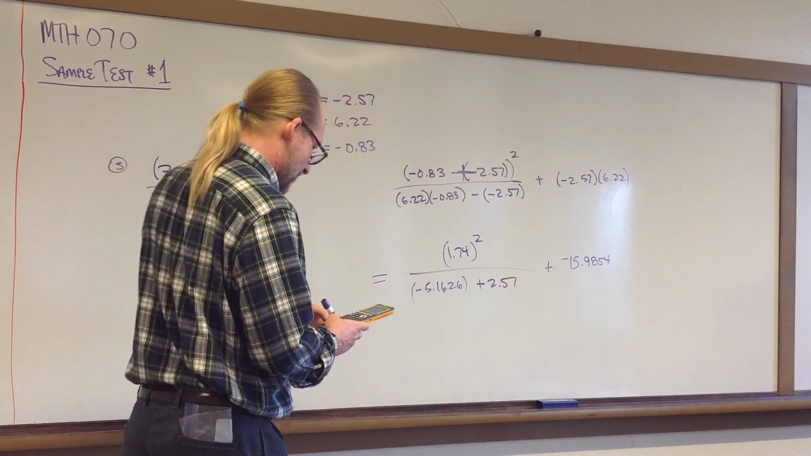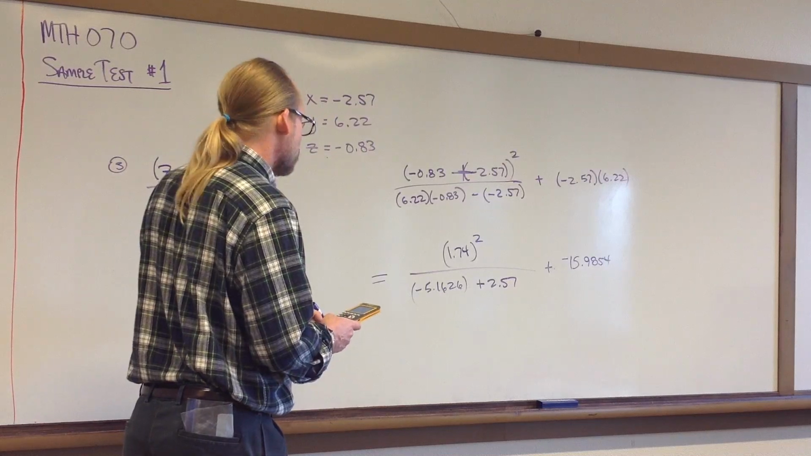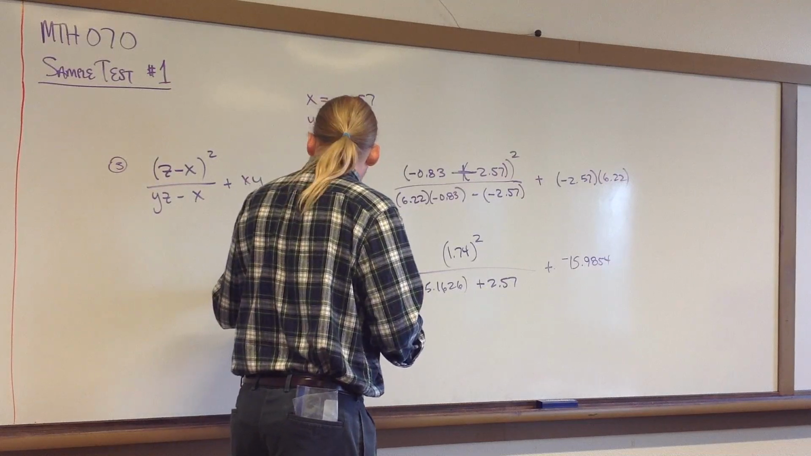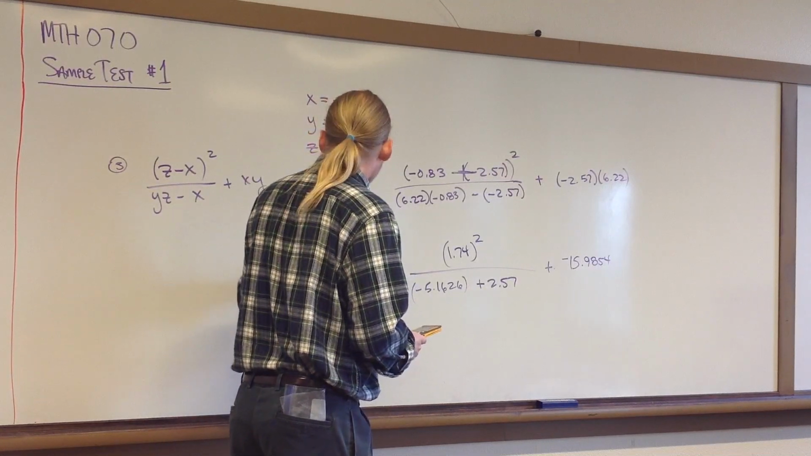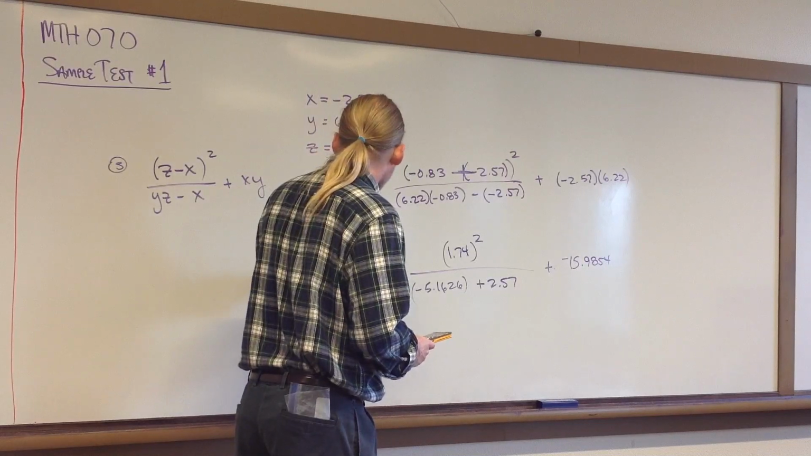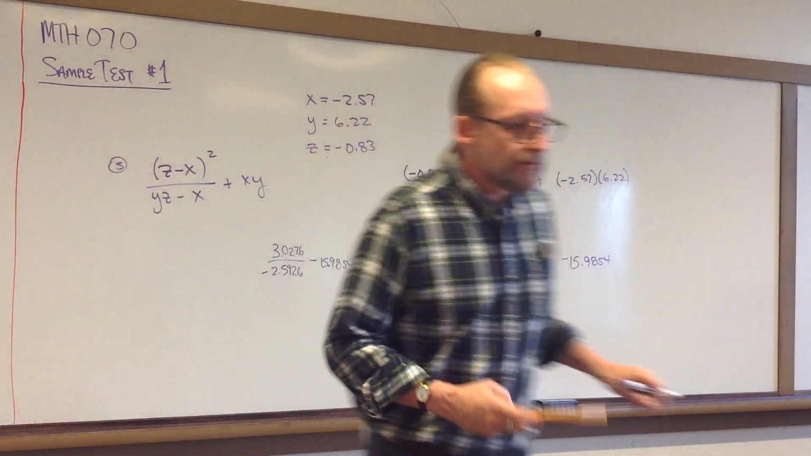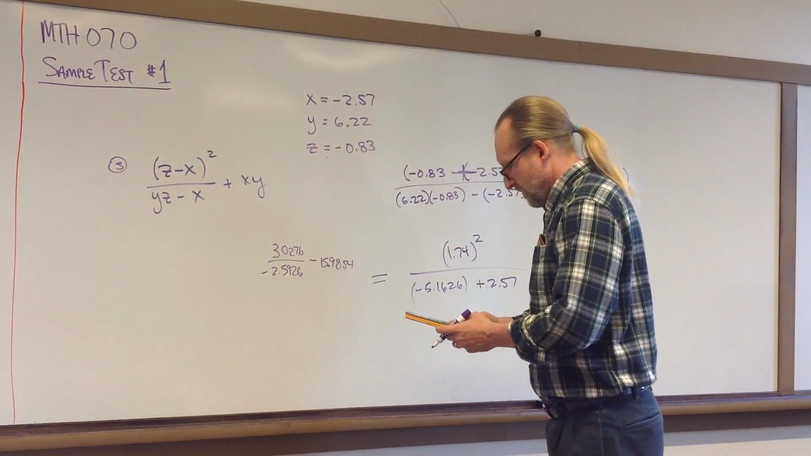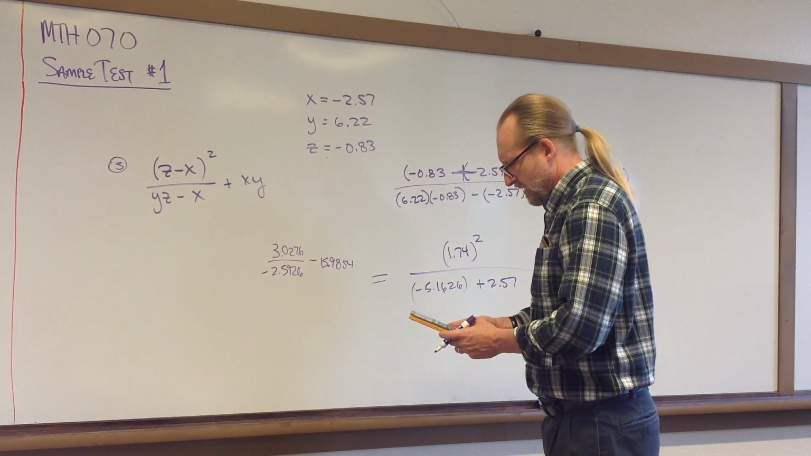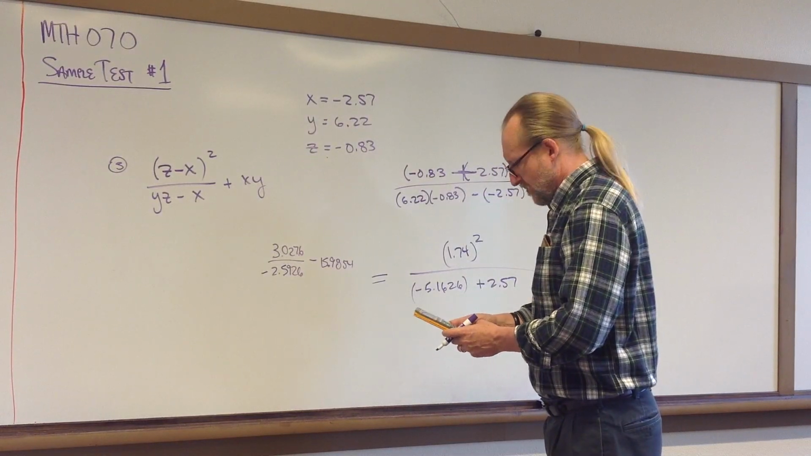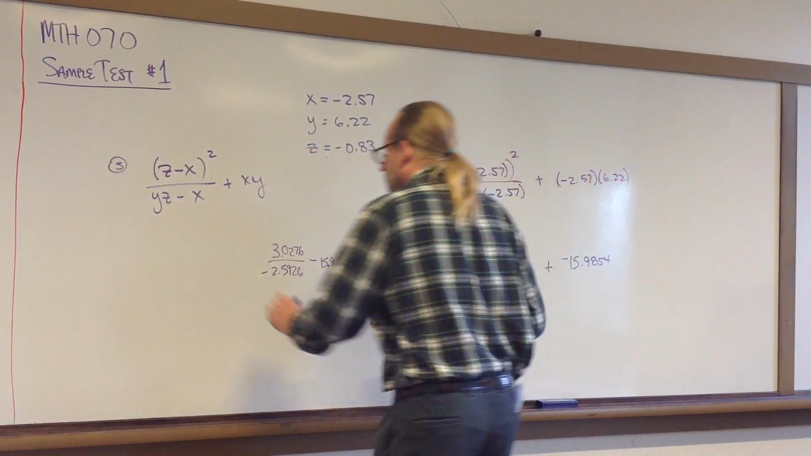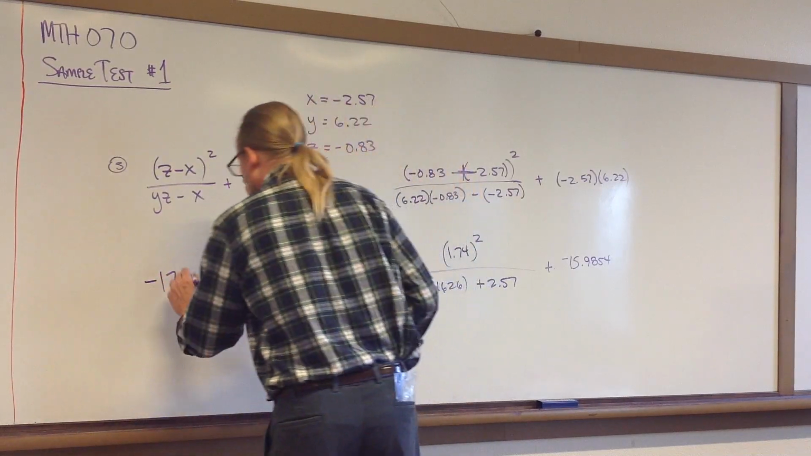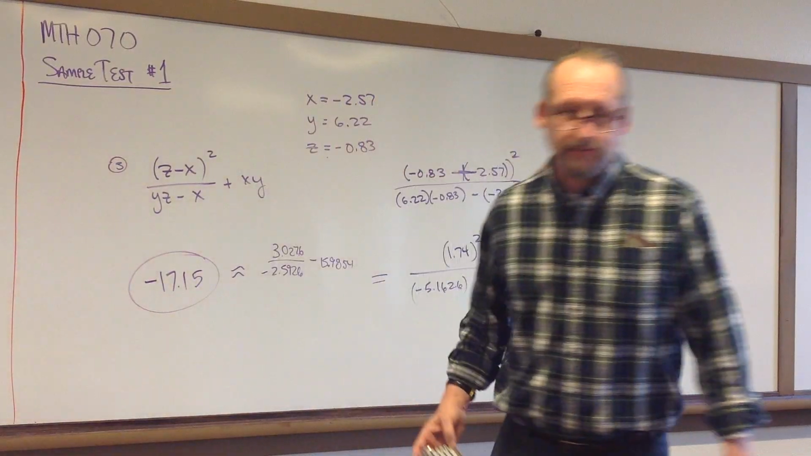And then on the bottom, negative 5.1626 plus 2.57, negative 2.5926, and then minus 15.9854. Where are we rounding to here, to the nearest hundredth? All right, so 3.0276 divided by negative 2.5926, and then subtract the 15.9854, and round to the nearest hundredth, we'll have negative 17.15. And there we go.